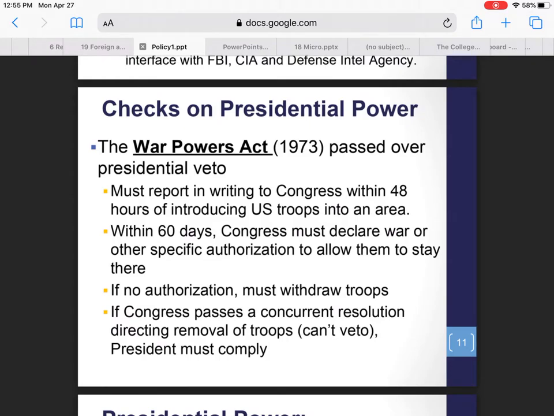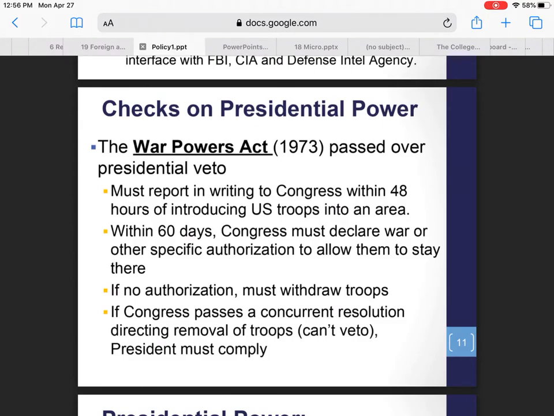He's got to tell Congress within 2 days that he sent them there. He can send them there for 2 months. Within 60 days, though, Congress has to either declare war on Ecuador, which wouldn't make sense in this context, or they must give some sort of authorization for those troops to stay in Ecuador beyond those 60 days. If there's no authorization, the president must bring those troops home.